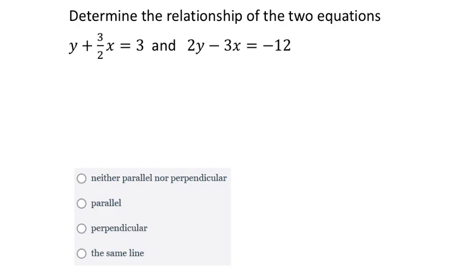In this example, determine the relationship of the two equations. And the first equation there is almost in slope-intercept form. It's almost there. It's just not quite there, right? So I'm going to change that into slope-intercept form, y equals mx plus b, simply by subtracting 3/2 x from both sides. Okay, so I got to do it to both sides.